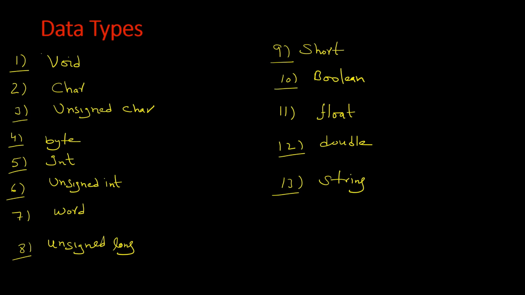Void, char for character, unsigned char, then byte, int, this is for integer, unsigned int, word, unsigned long, then short, boolean, float, double, string. So we'll discuss these one by one. Let us start with this void.